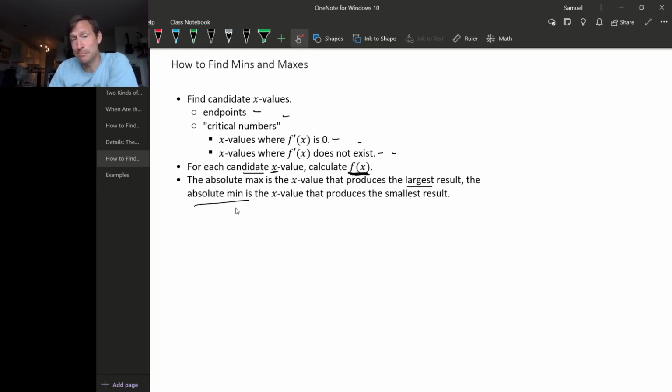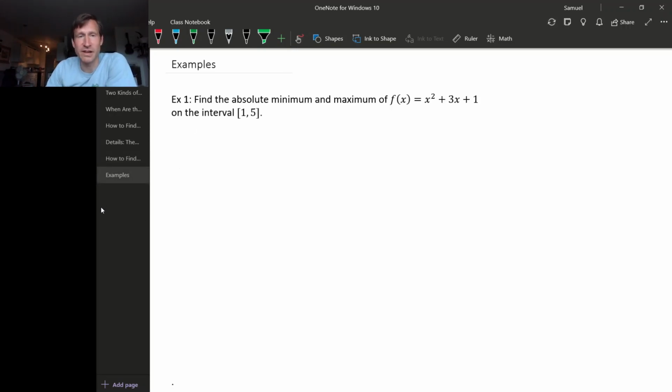So it's sort of a two-step thing: make a list of candidates, where the tricky part is going to be calculating the derivative and finding where it's equal to 0. But once you have a list of candidates, just plug them all into the original function, not the derivative. Plug them into the original function, and just see which one gives you the biggest result and which one gives you the smallest result. So let's look at a couple examples.